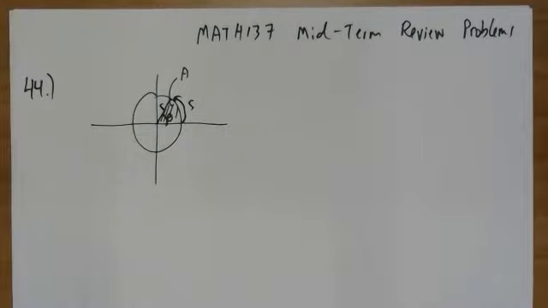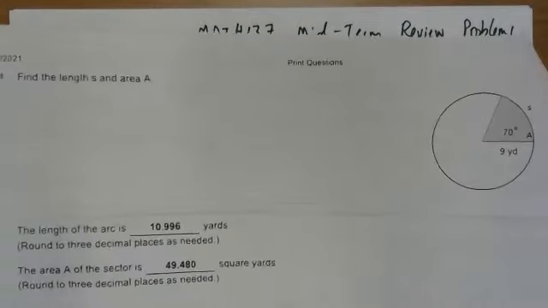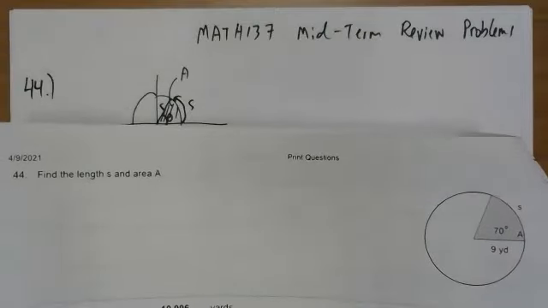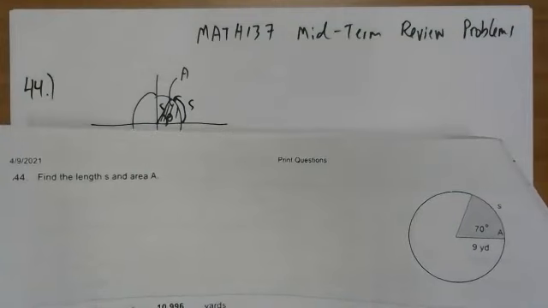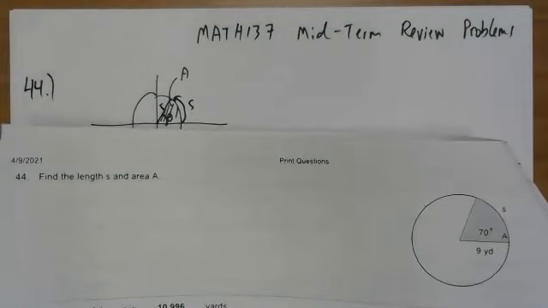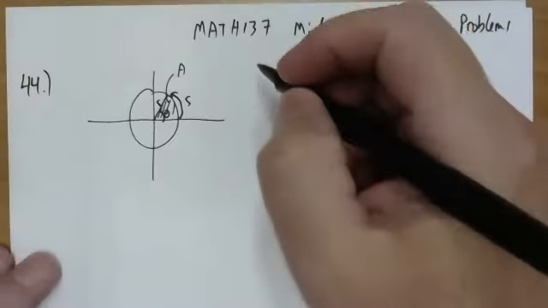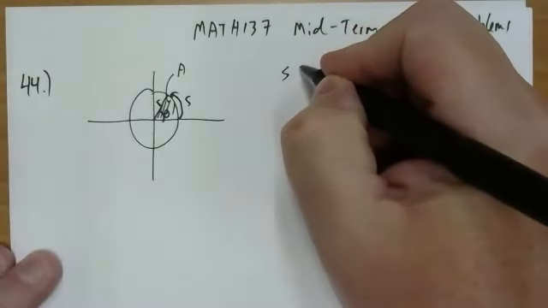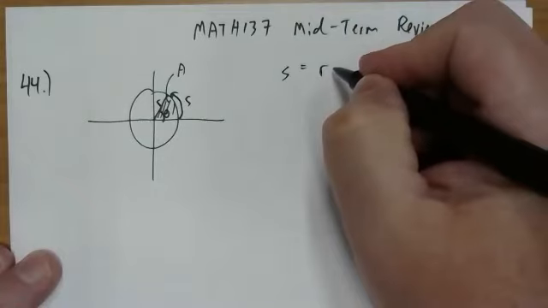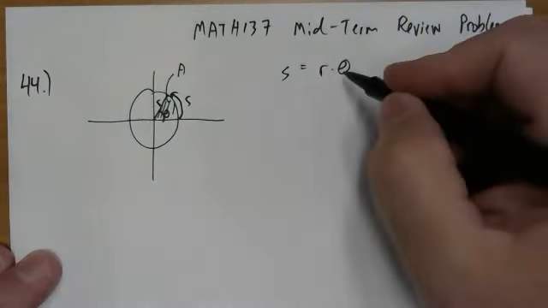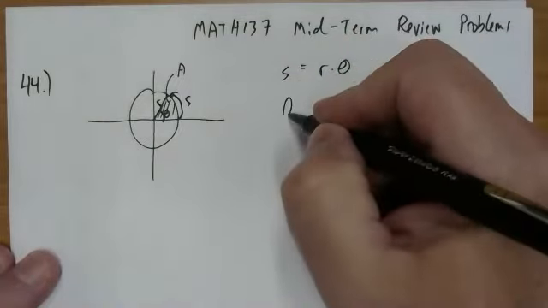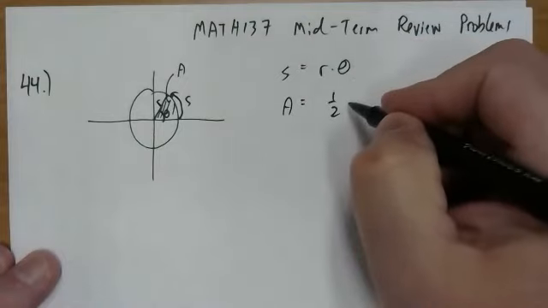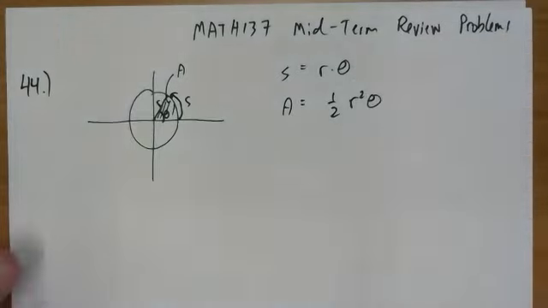Because here's the problem. Let me show you, it says, I want you to see the answers. Find the length S and the area A. So here it looks like it's a 70 degree angle, radius is 9 yards. So the two equations that we're going to use are the arc length equals the radius times the angle. Don't forget the angle once again has to be in radians to use this equation. And the area is 1/2 r squared theta.